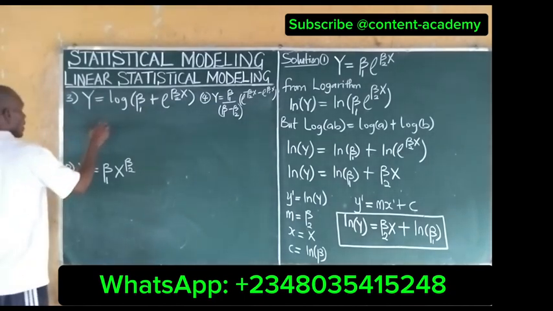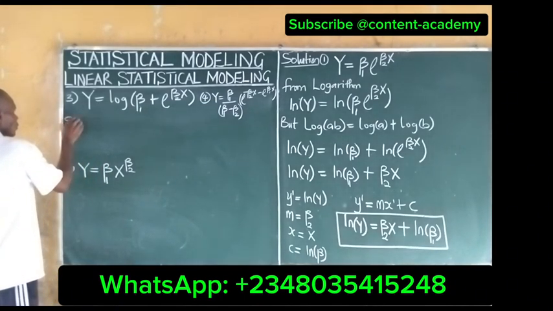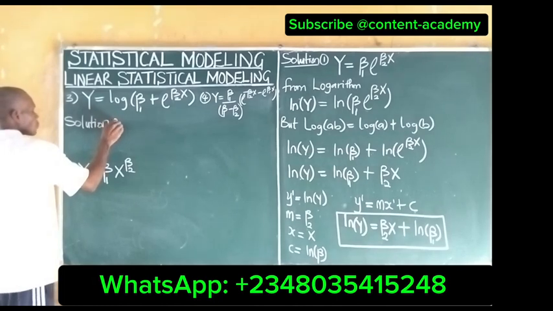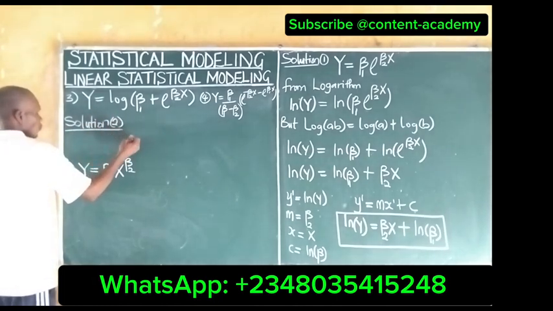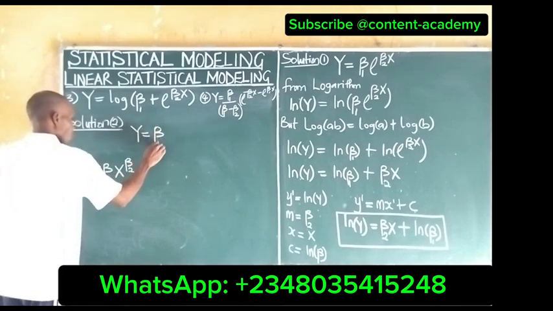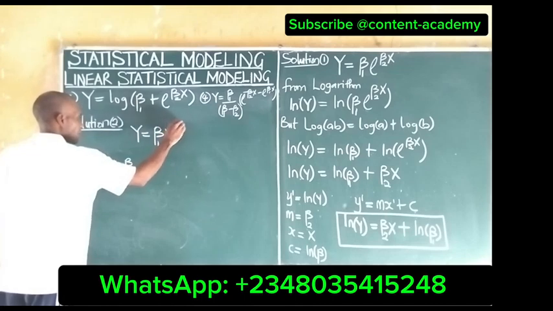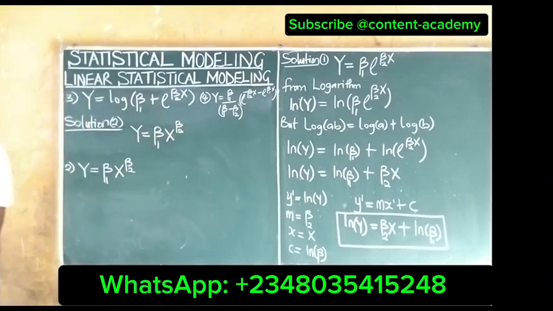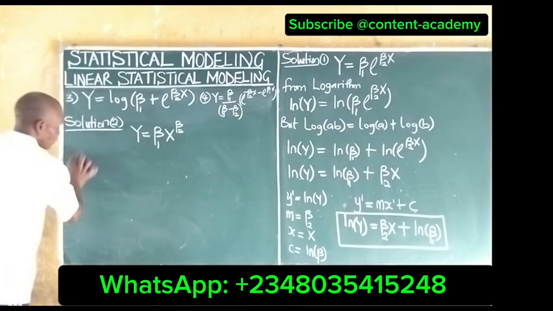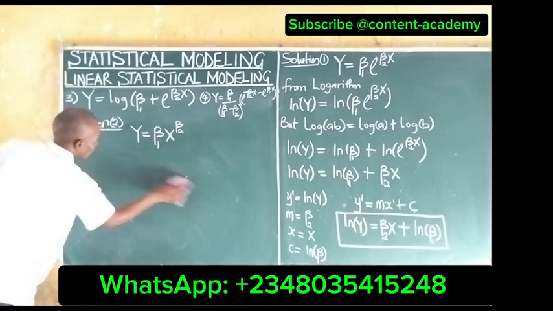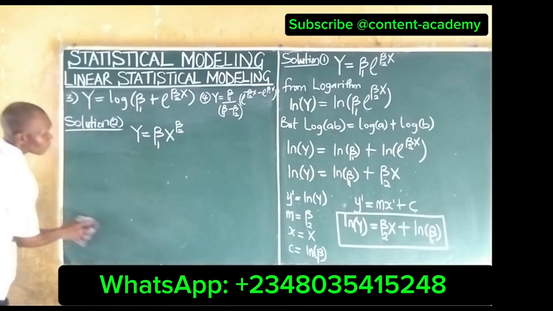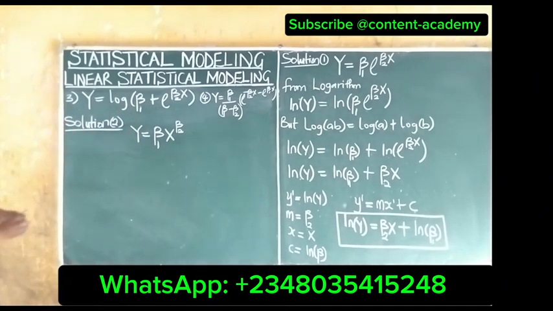Now, number 2, solution 2. If our number 2 is y equal to b1 x raised to the power of b2, what do we do to make that relationship linear? How can we transform what we have here into a linear model?